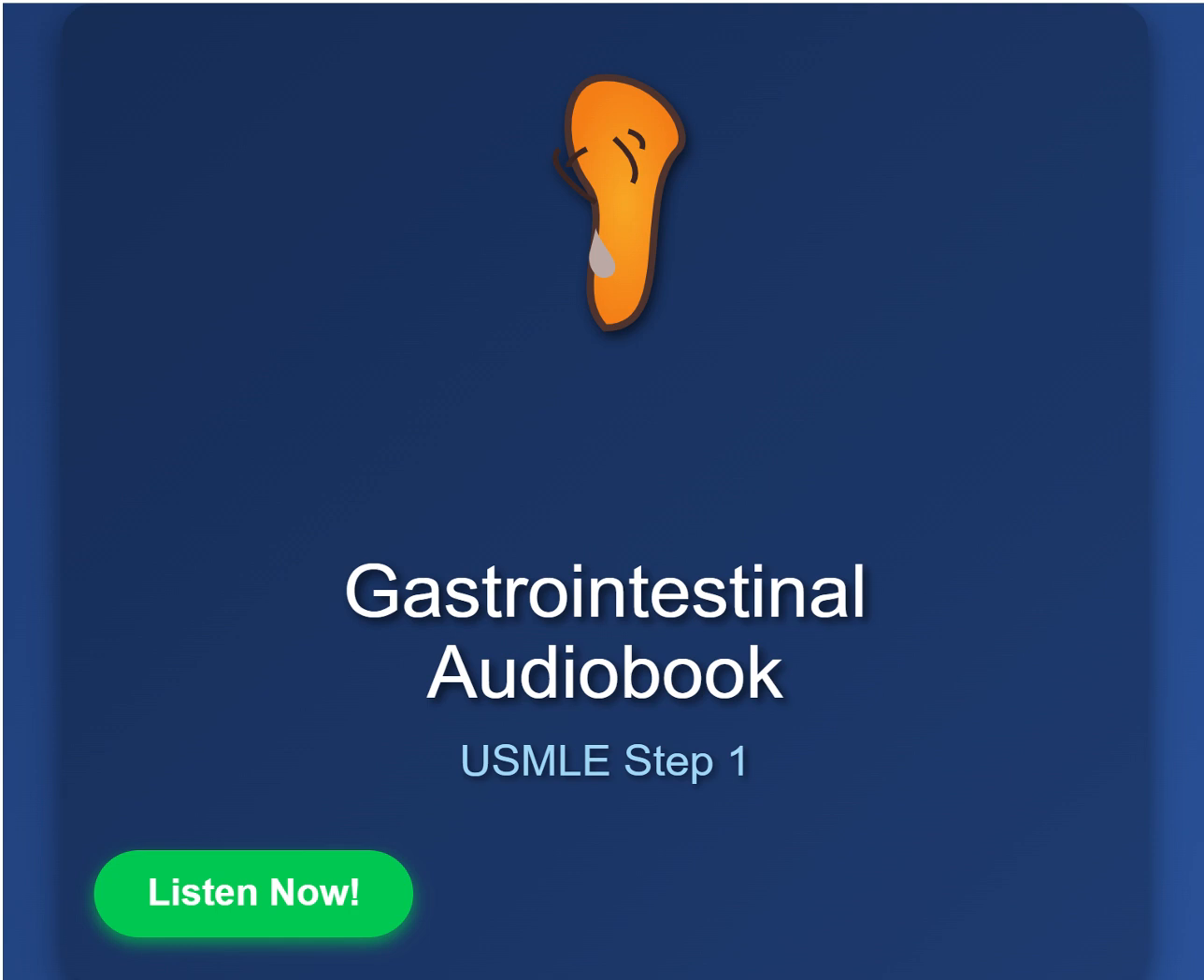Are you ready to understand the branches of the celiac trunk? It divides into three major arteries, the common hepatic artery, the splenic artery, and the left gastric artery, and together, they form the main blood supply to the foregut. These arteries deliver oxygenated blood to vital organs like the stomach, liver, pancreas, and spleen, and also serve as major anatomical landmarks during surgical procedures involving the upper abdomen.